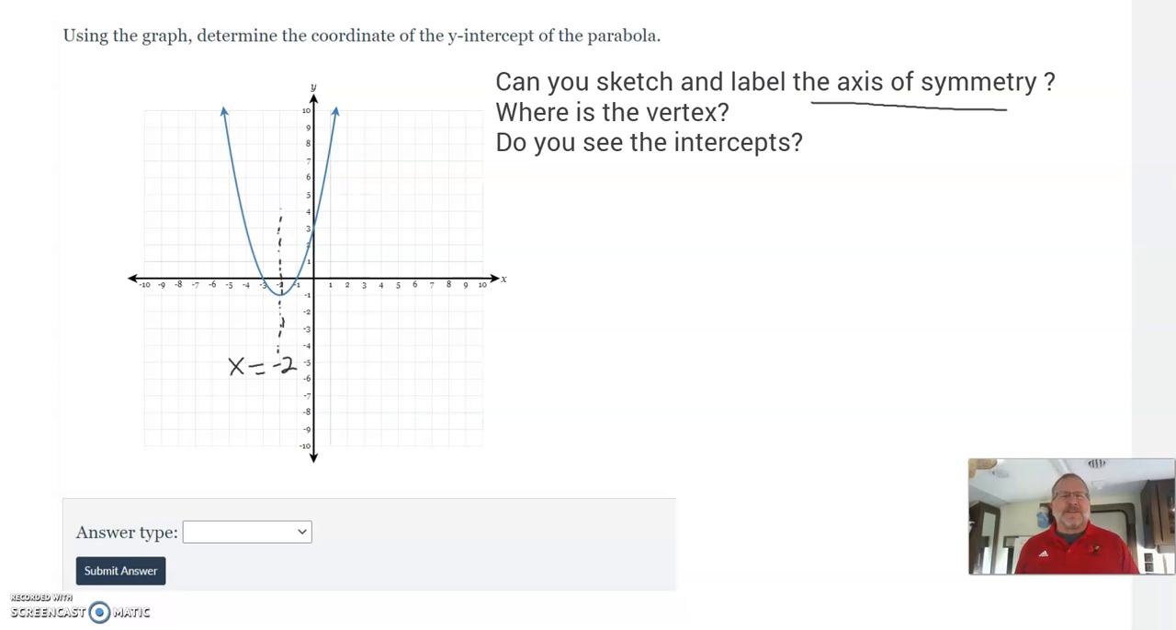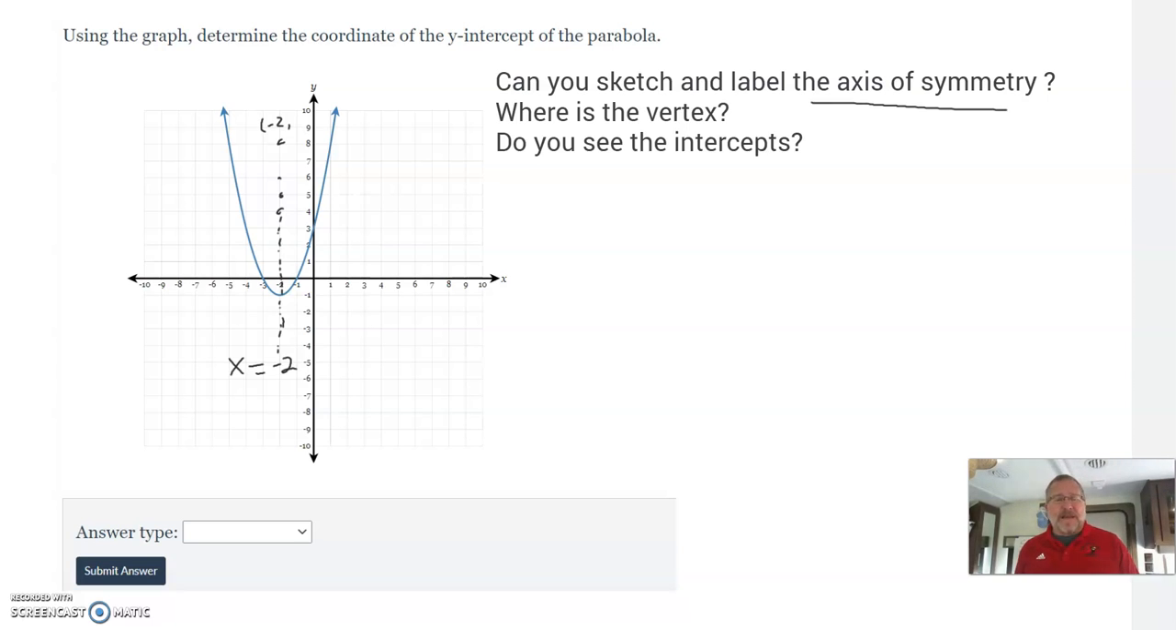Remember, all vertical lines are x equal, because every single dot on that line has the same x-coordinate. I could ask you what the x-coordinate is on all these dots, and it's -2. The y-coordinate keeps changing, but the x-coordinate does not. So a little memory on vertical lines: x equal -2 is the symmetry line.